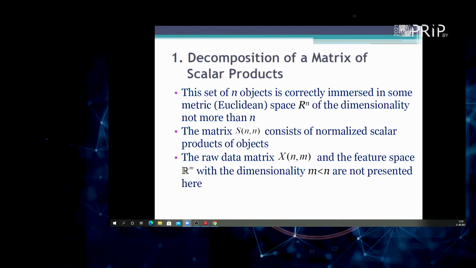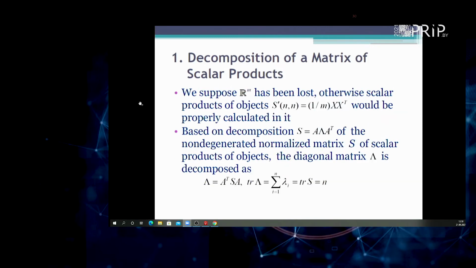This set of objects is correctly immersed in some metric, usually Euclidean, space of dimensionality not more than n. This matrix S consists of normalized scalar products of objects. The raw data matrix X and the feature space with dimensionality not more than M are not presented here. We suppose this space has been lost. Otherwise, we could directly calculate scalar products of objects. Based on the decomposition of S, this matrix is non-degenerate, and the diagonal matrix lambda is decomposed as shown. You can see the trace of this lambda matrix is the trace of matrix S and is the dimensionality of the space.